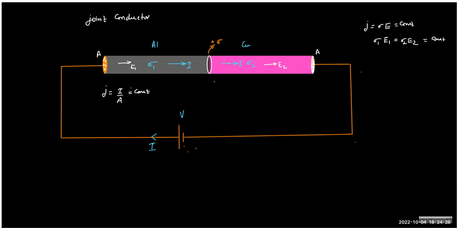So if sigma is more, to maintain the current density, the E must be small. Yes or no? So E2 will be less than E1, isn't it? And that's logical from here. If sigma 1 is more than sigma 2, then definitely E1 will be less than E2. Am I right? I hope this is clear.